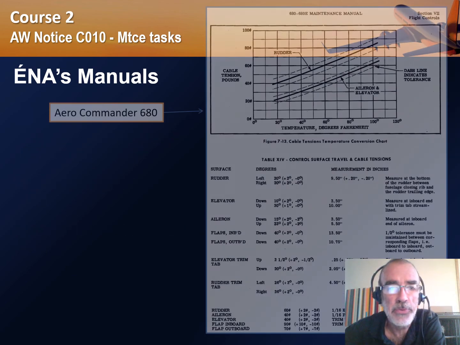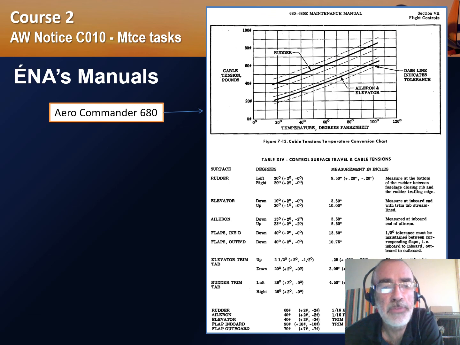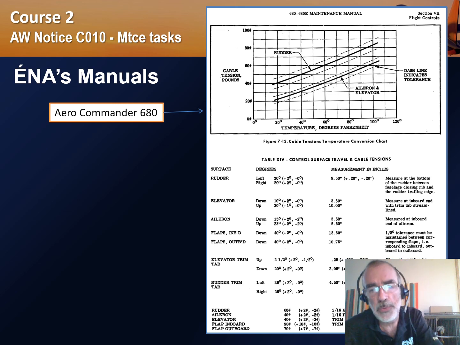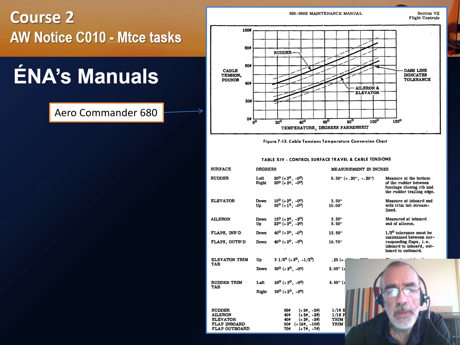On ENA's manuals, this is an example of what we find for the Aero Commander. This page here, the top chart, gives you the tension of cables in regards to temperature, because temperature will affect the tension on cables. Below that, you will have all the control surface travel and cable tensions. This is the type of information you'll find. It's not ATA controlled, but the information is still there.